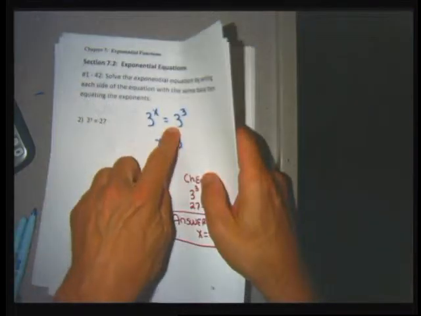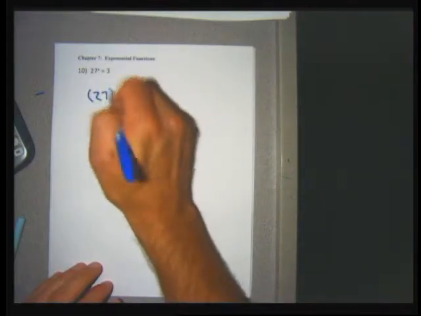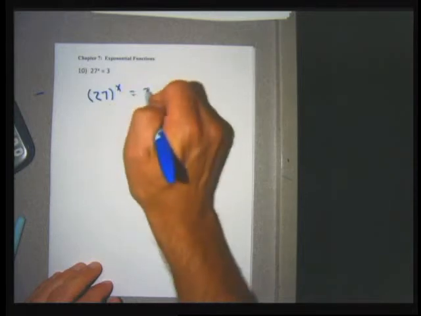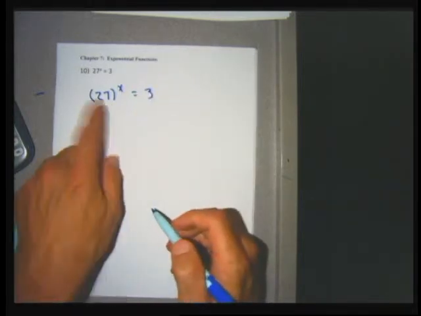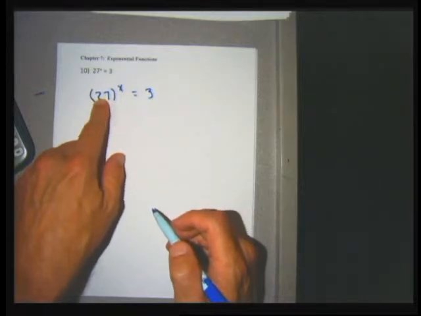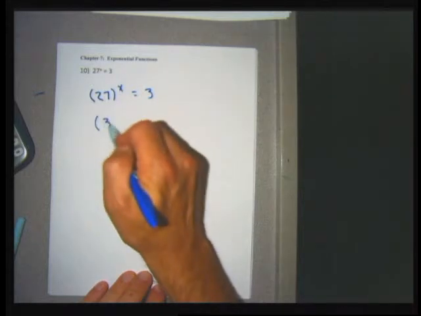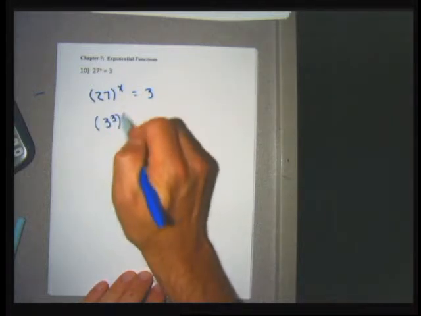27 we factored on problem 1, it's 3 cubed, and I'm going to treat problem 10 like this. I'm going to think of this as 27 to the x equals 3. Anytime the number that has the x attached to it isn't prime, before I do the prime factoring, I put it in a parentheses. And now the prime factoring for 27 is 3 cubed.